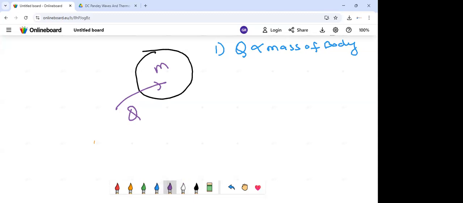More the mass, more the heat required. Are we clear with this? Yes, sir. Okay. Now, I will take very basic examples to make you understand these formulas.